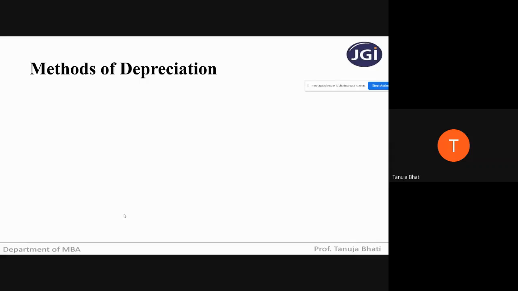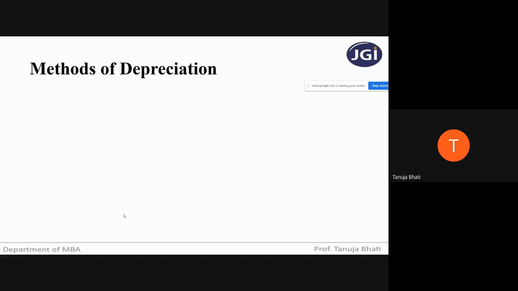Now, methods of depreciation. Students, as we already know, there are different methods of depreciation which we have seen in our financial accounting, but as I told you all, in income tax it is a little different. In income tax, they follow two methods of depreciation, that is, the written down value method, which we already know the meaning of, and the straight line method.